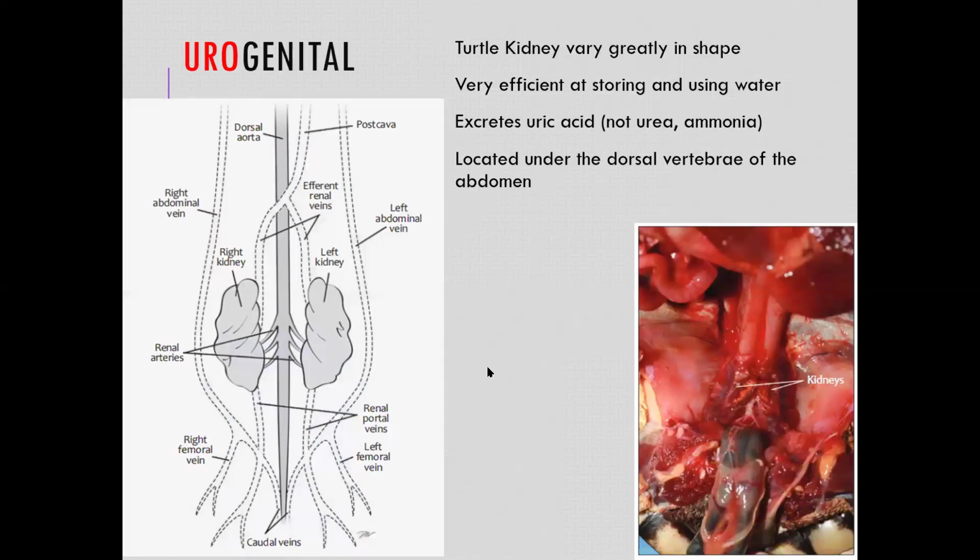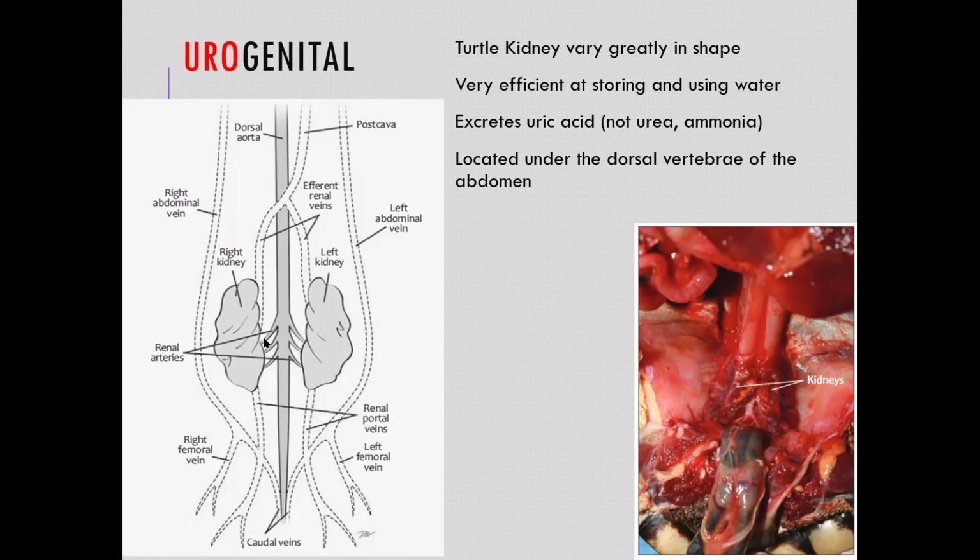Okay, we move to their urogenital organ. Their kidney varies greatly in shape; every species has its own specific kidney shape, and they are very efficient at storing and using water. They excrete uric acid, not urea or ammonia. The kidney is located under the dorsal vertebrae of the abdomen.